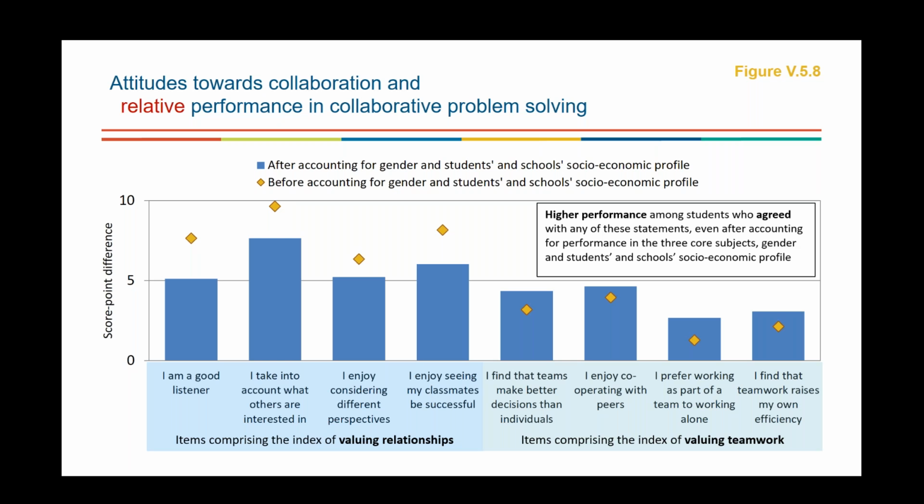What's interesting, this is not simply a reflection of social background. Even after accounting for the gender and also for the students' and school's socio-economic profile, you could see that this pattern still prevails. So attitudes and performance go together. What the causal nature of that relationship is, that's something we can't answer with these kinds of data.